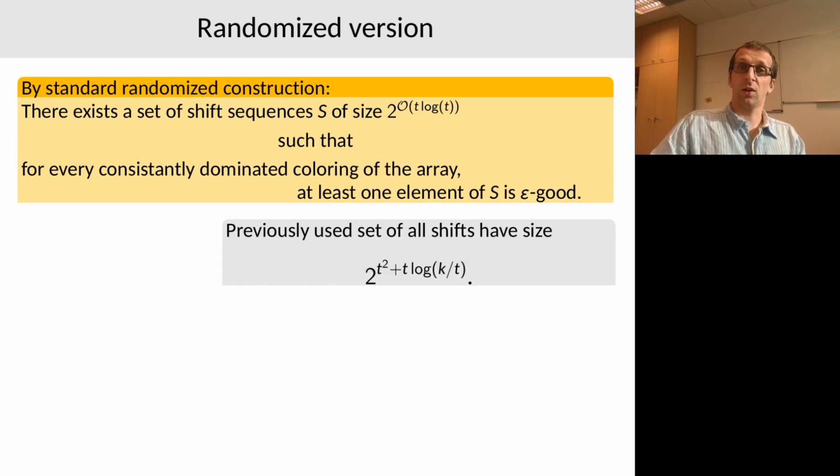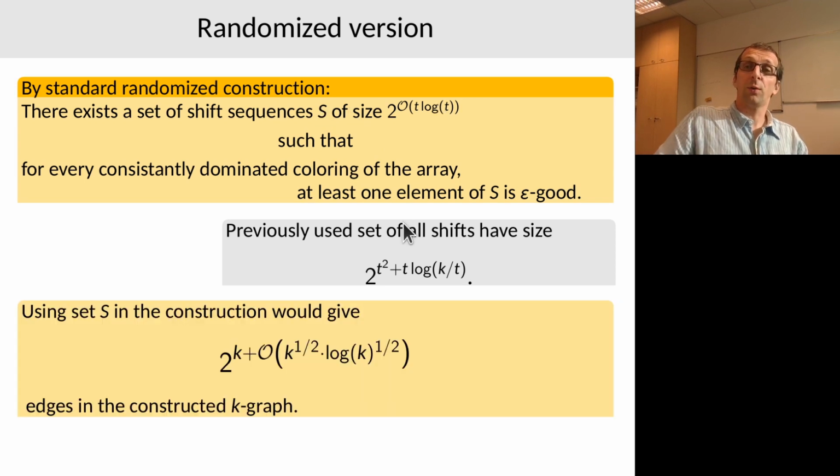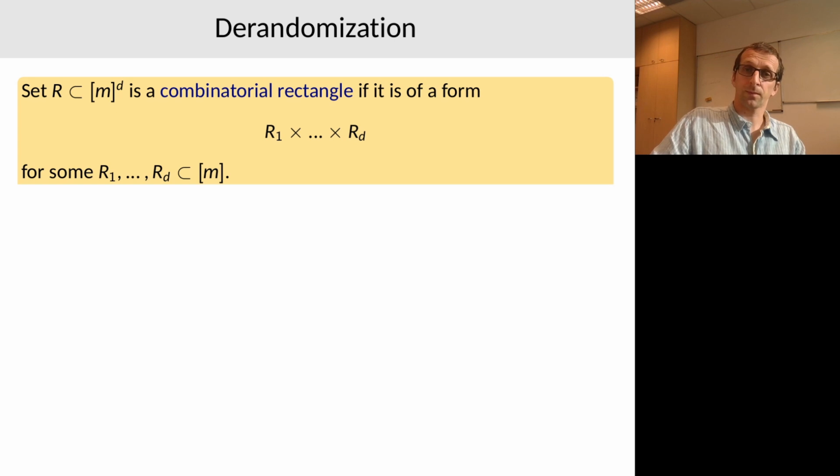So instead of the set of all shift sequences that were used previously, we use a much smaller set S. And plugging it into our construction allows to reduce the number of outcome edges to the claimed value, like this. However, the work is not done, since we want our procedure to be deterministic. So it's high time to take a look at the randomization techniques. And we start with preparing some tools.